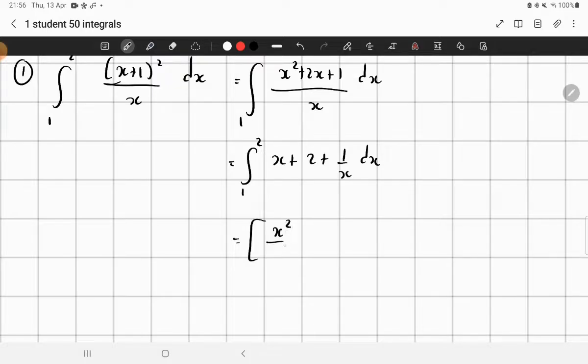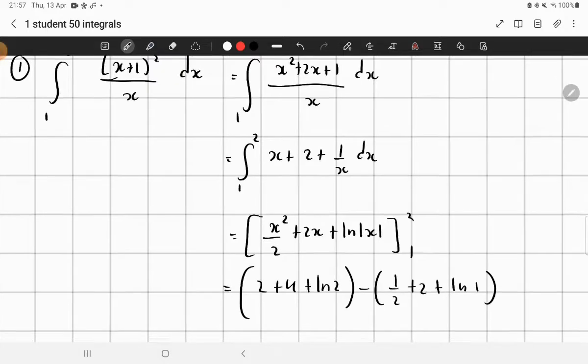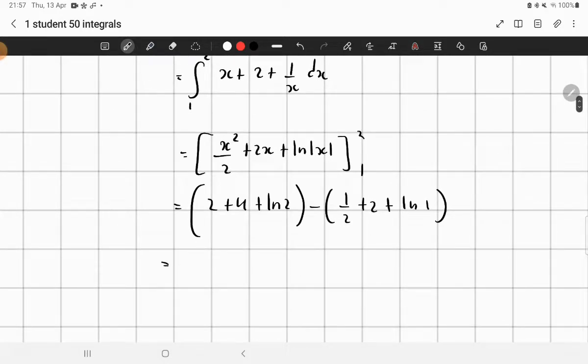So x squared over 2 plus 2x plus ln of the absolute value of x, from 1 to 2. You can solve this. So you have 4 divided by 2 will be 2, plus 4, plus ln of 2, minus 1 over 2 plus 2 plus ln of 1. Ln of 1 just basically means 0. So here you can simplify further like this. 4 minus 1 over 2 will be 7 over 2 plus ln 2. There you go.